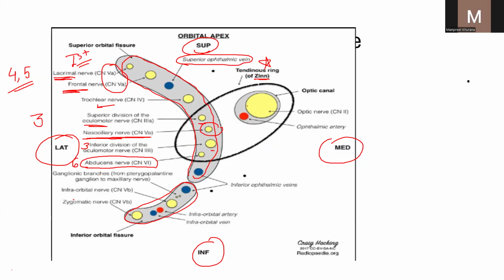Apart from that, if you see this side, this is the optic canal. This is also included in this tendinous ring, but it is not passing through the superior orbital fissure. The structures passing through the superior orbital fissure are only these ones. Now, if we see the inferior part, there is the inferior ophthalmic vein, which passes through the superior orbital fissure as well as the inferior orbital fissure.